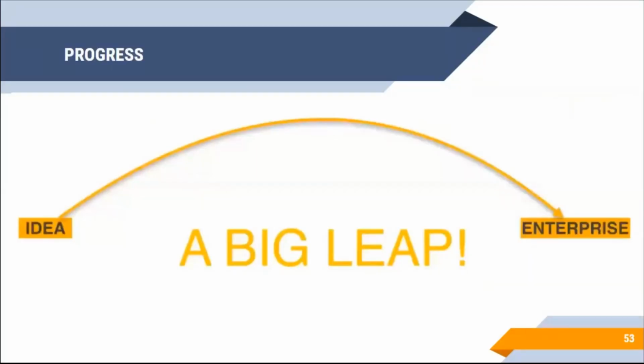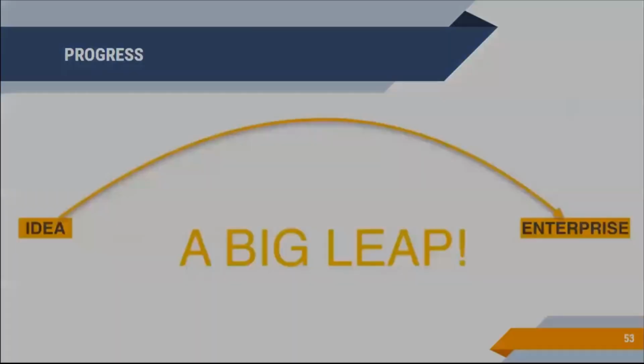You have to generate an idea. As I told earlier, an idea is very important. It is directly dependent on your entrepreneurship. Idea to an enterprise, it is a big leap. You cannot jump like that in a single step. You need some intermediate steps. What are those intermediate steps?